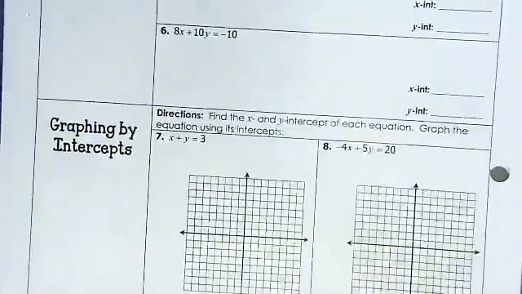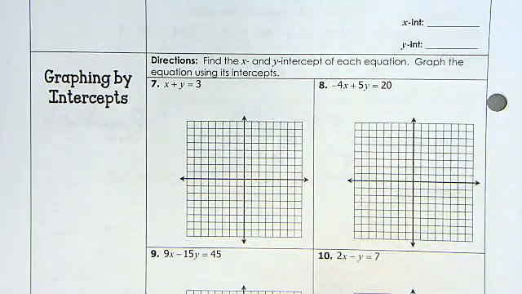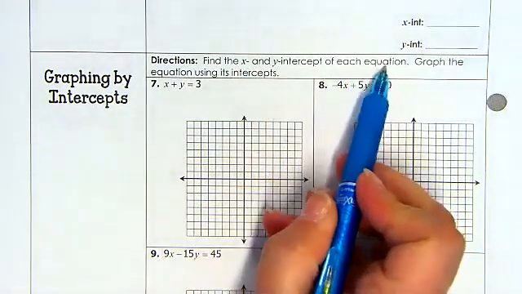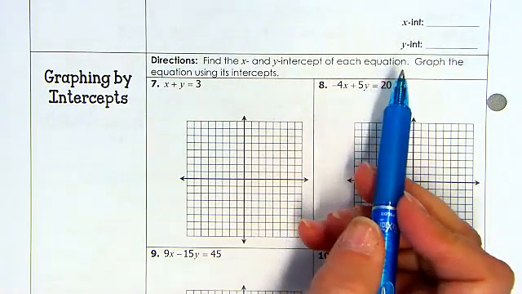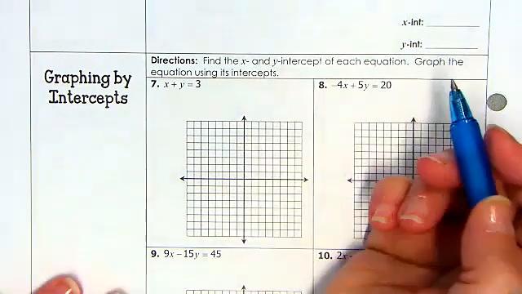And moving right along to the back of the page. Let's move on to now when we want to graph. Okay, so I'm going to look at number 7. So we have find the x and y-intercept of each equation. So I have to find that first. Sorry about that, guys. So I have to find the x and y-intercepts first.